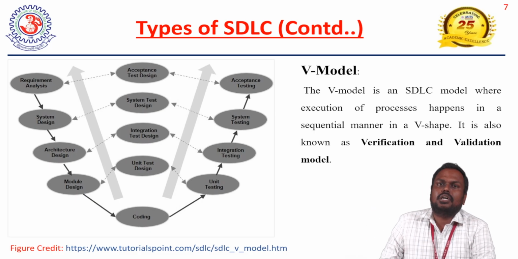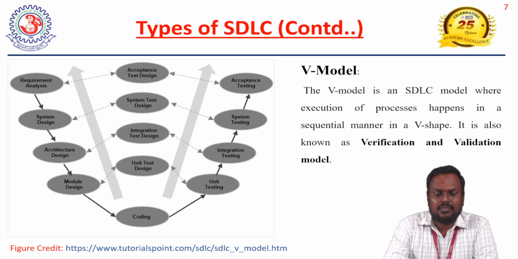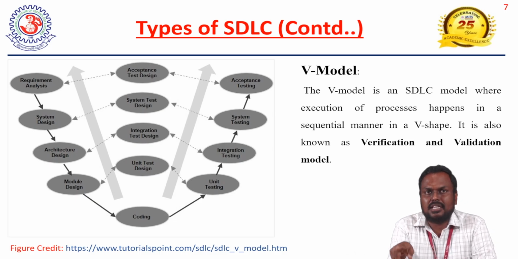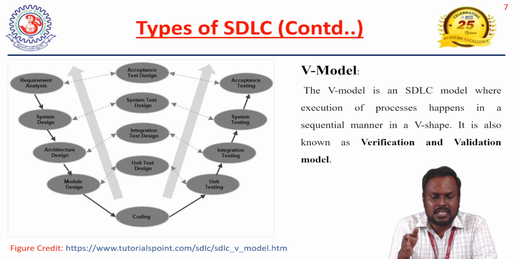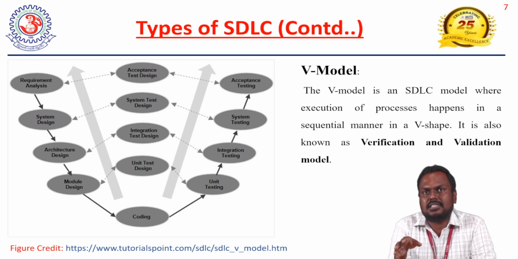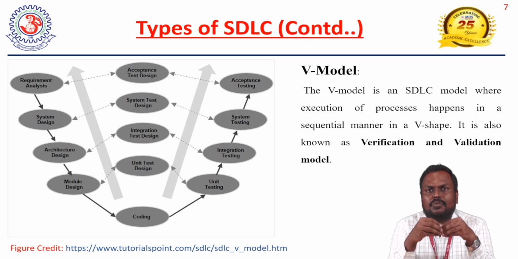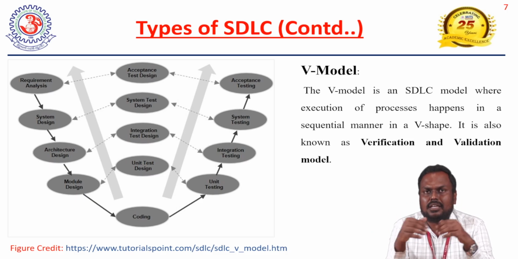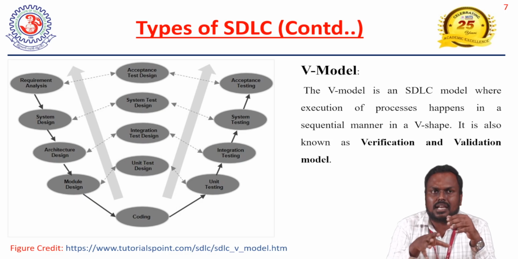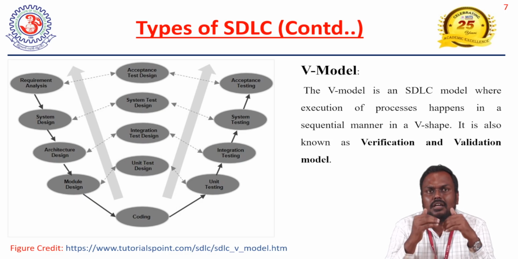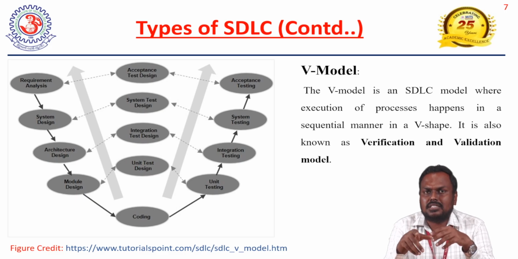But when you look into it, you have these things happening in the V form. Why? Because in between we have the test design, to verify and validate. Verification is how you are doing it, and validation is what you are doing. How you are doing is whether the process is correct or not, like whether your development process is going in the right phase or not. That is your verification.